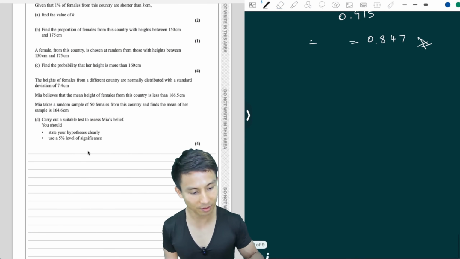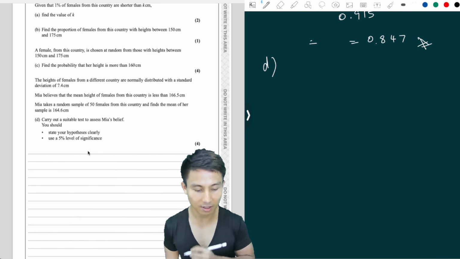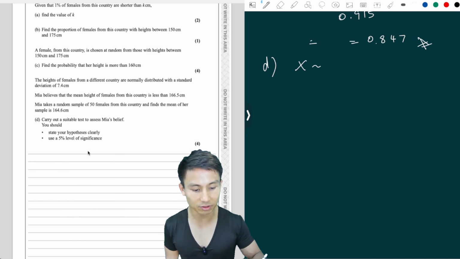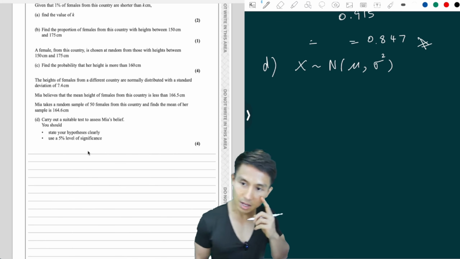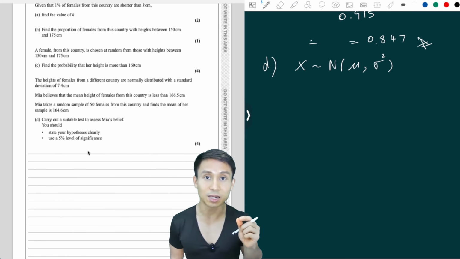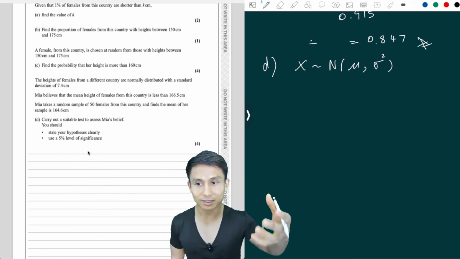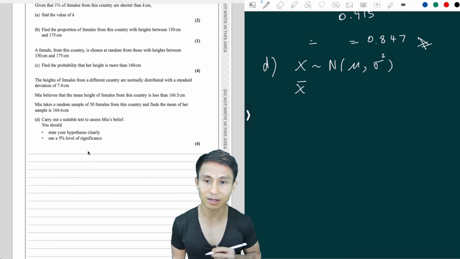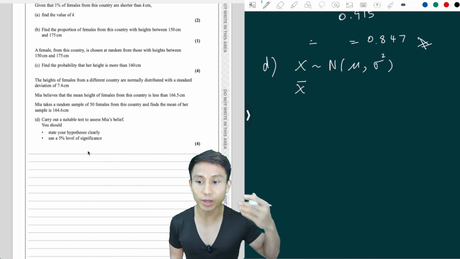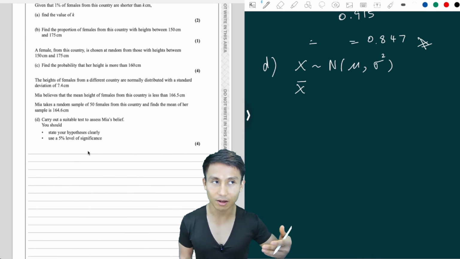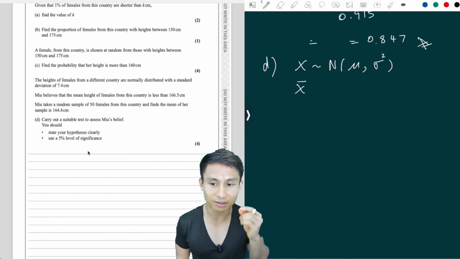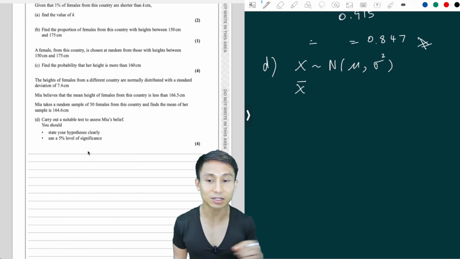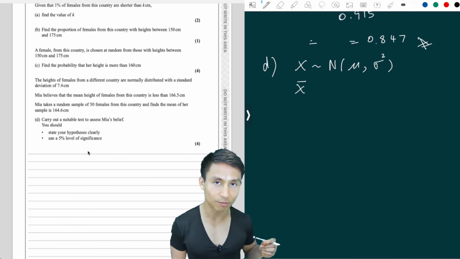So let me write that down first. Normally in normal distribution, we would write the statistical model like this, right? And that is for the population. But when you take a sample from this population, we're going to write it as this instead. So we are doing a hypothesis test to see whether this sample mean will indicate any significant change of the actual mean from the population.